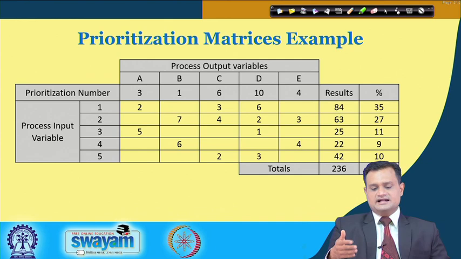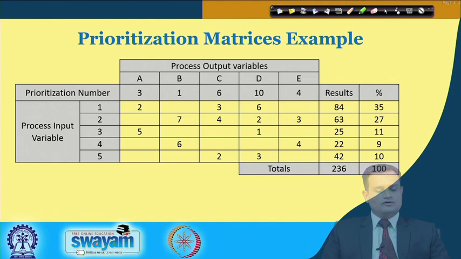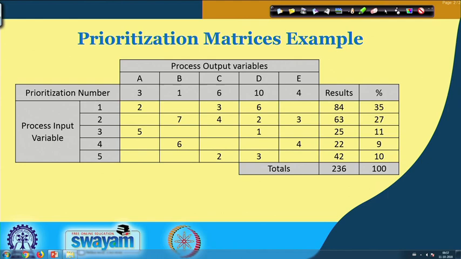So let us see the example of prioritization matrices. You will find in the first column process input variables, and this is the prioritization number indicated for each particular process output variable A, B, C, D and E. So I will say that process input variables are 1, 2, 3, 4, 5. You can see this here, 1, 2, 3, 4, 5, and we have process output variables. Basically these are A, B, C, D, E, the process output variables.